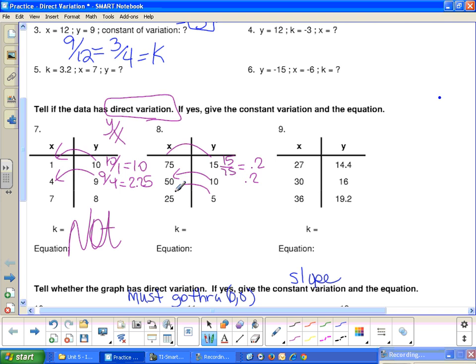What's 5 over 25? So, that would be the same thing. 0.2. Or if I say 5 over 25, I can reduce it to 1/5. So, which is 0.2. So your constant of variation here is 1/5. It is a direct variation because all of these are the same. So I can write my equation.